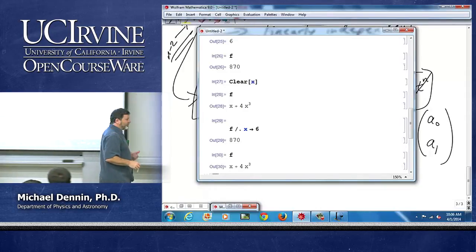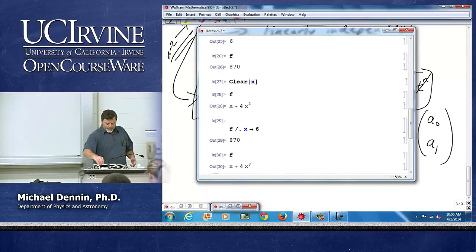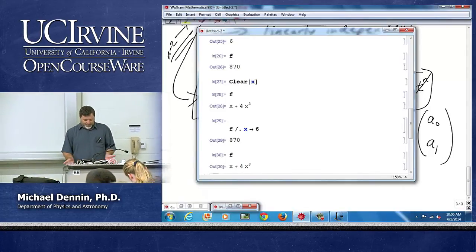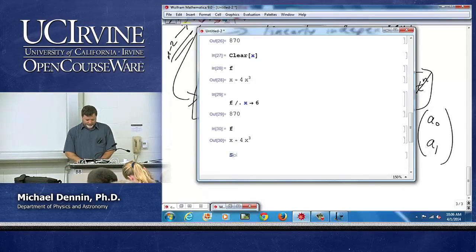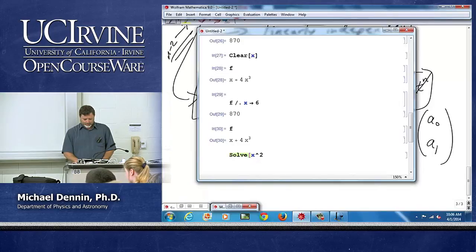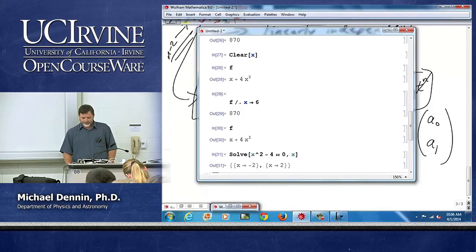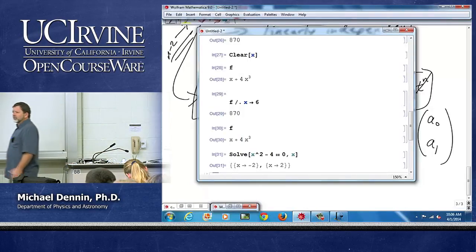The main reason it's used is, let's suppose I have the equation x squared minus 4 equals 0, and I'm going to solve it for x. That equation has two solutions.